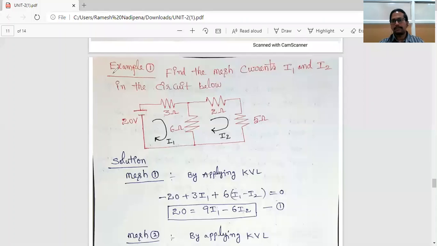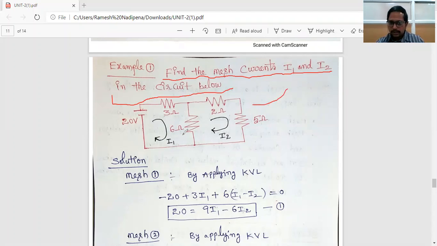Now here, example number one, first numerical. Your question is, find the mesh currents I1 and I2 in the circuit below. So this is the numerical, and this is the circuit diagram.